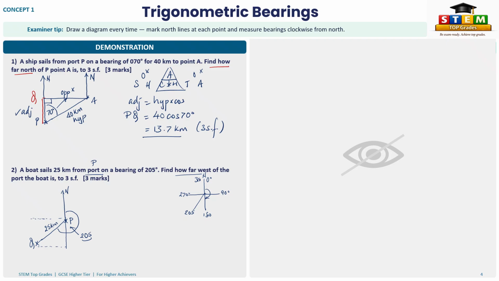If we want to find this angle, let us work out what happens then. Let's call that angle theta. Angle theta would be 205 take away 180, so taking away 180, that is 5, and that gives us 25. Now if that angle is 25 degrees, we're looking for the opposite. That's how far west it is. So we've got the opposite and the hypotenuse.